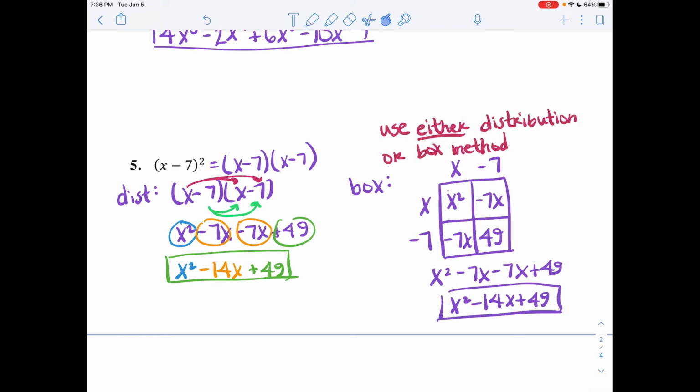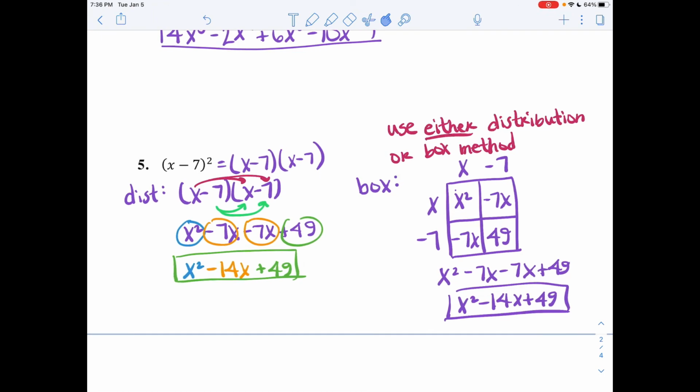I've made a note here because I want to make sure that you understand that you use either the distribution or the box method. You don't do both of these for any of the problems that we'll be looking at.